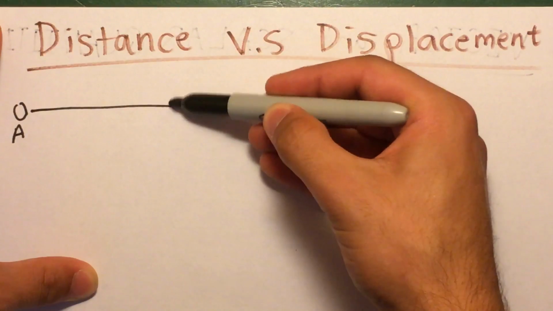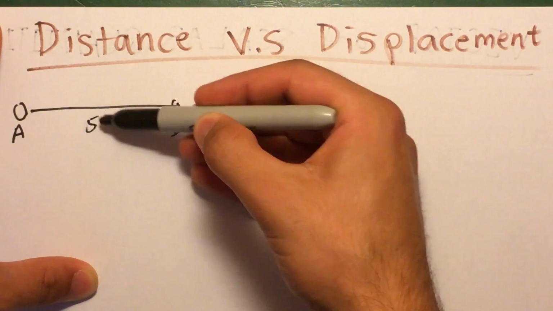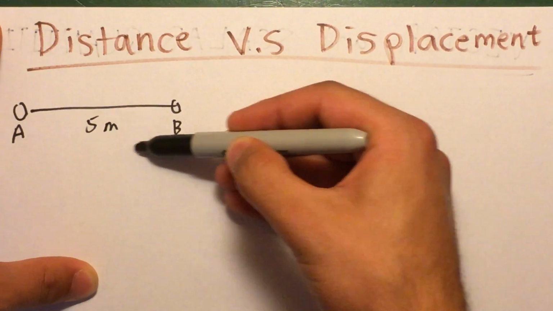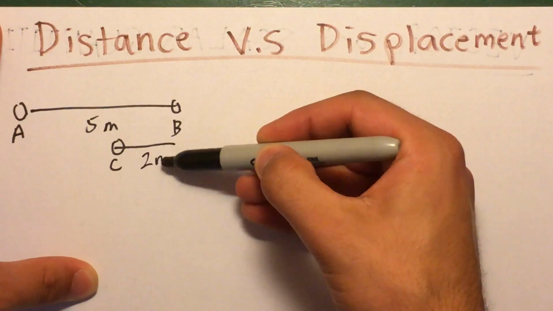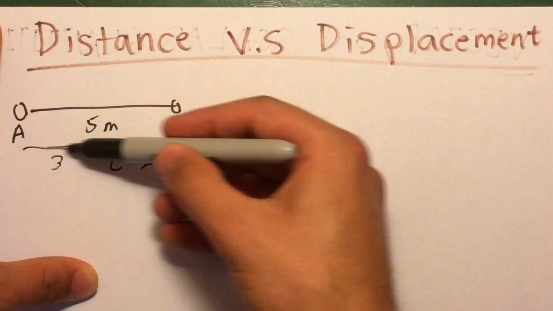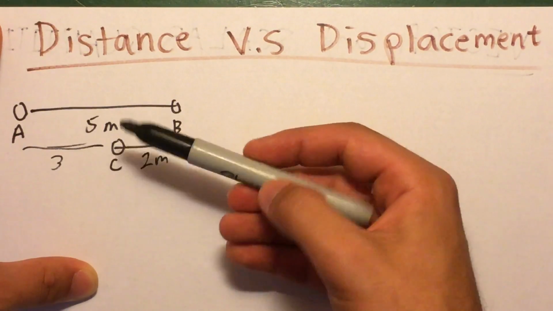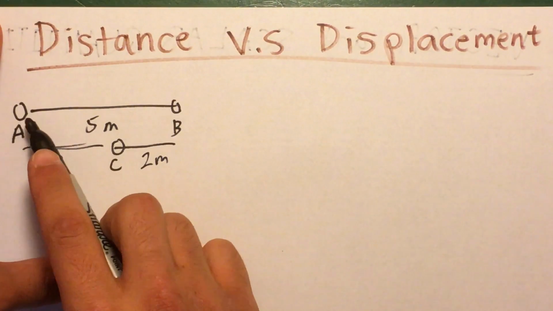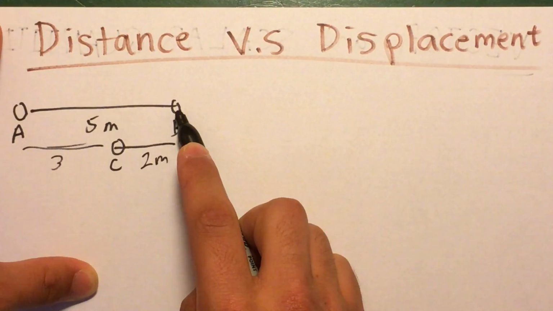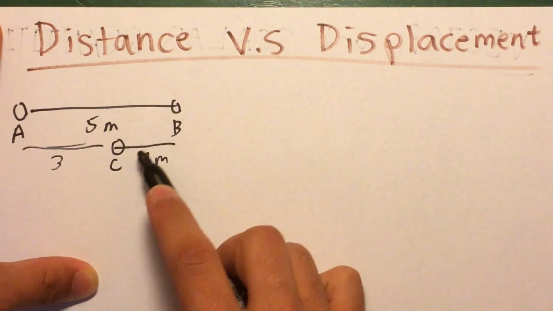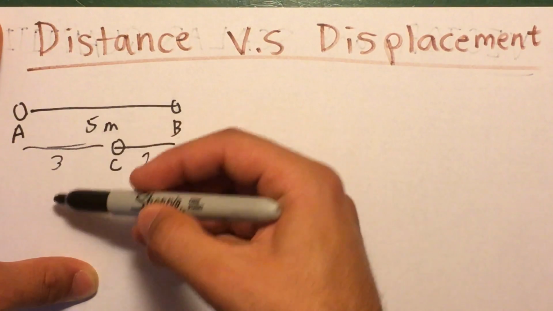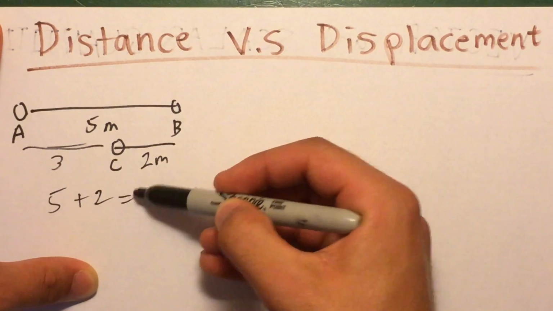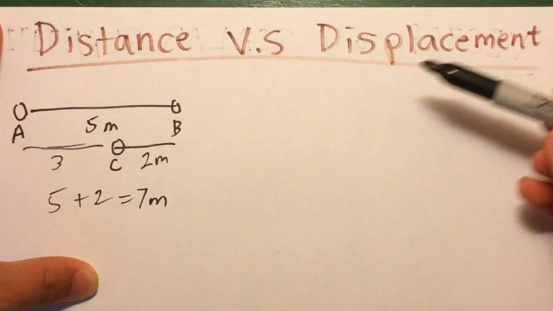and then we go to point B, which is 5 meters, and then we go to point C, which is here, and that is 2 meters, and this would be 3 meters. The total distance traveled is AB, and then we add that to BC. So then you would have 5 plus 2, which is 7 meters.